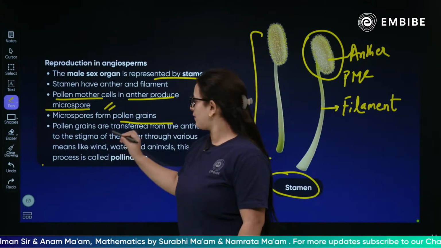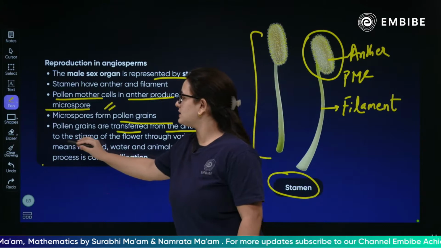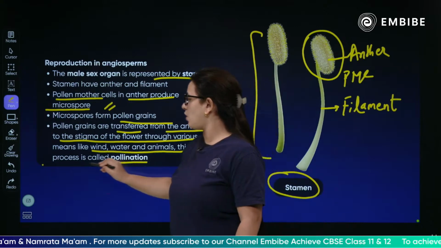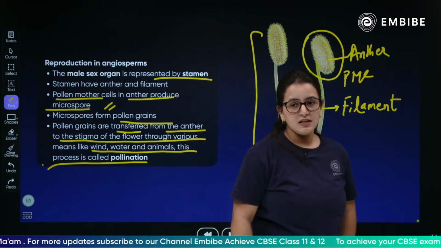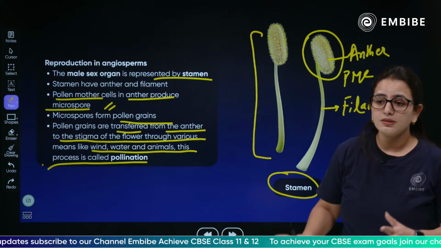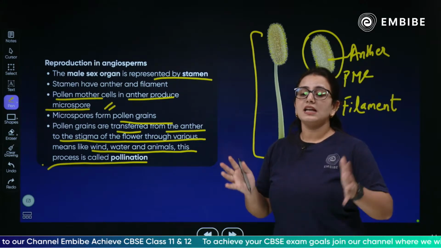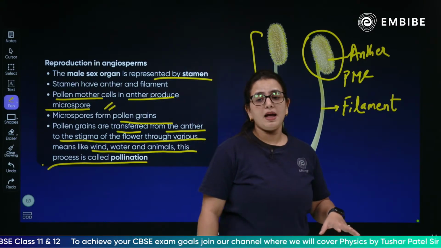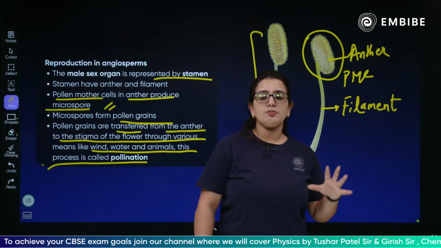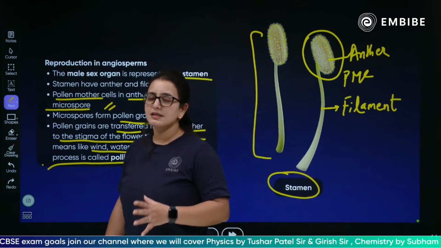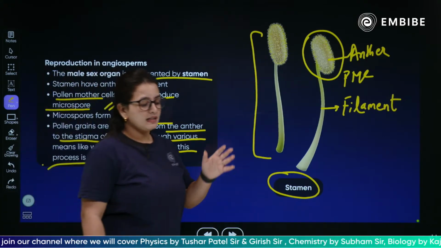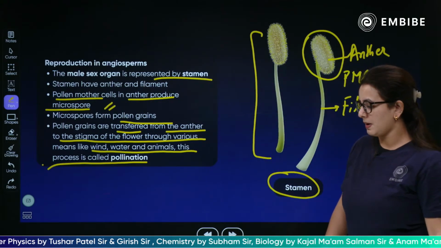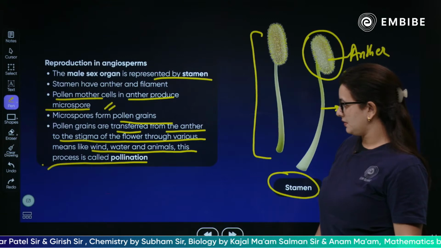The pollen grains are transferred from the anther to the stigma of the flower through various means like wind, water and animals, and this process is called pollination. The stigma is the landing platform of the pollen grain for fertilization, where the pollen tube will form. Clear? This is about reproduction in angiosperms.